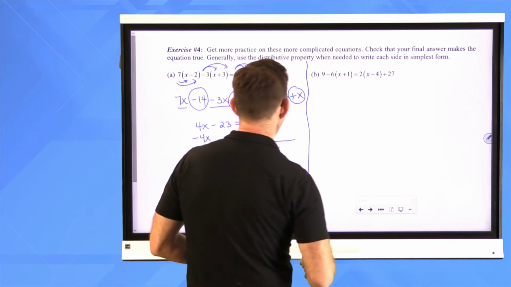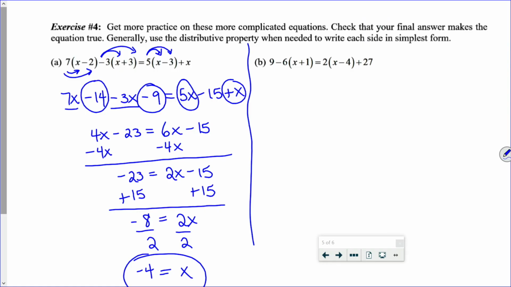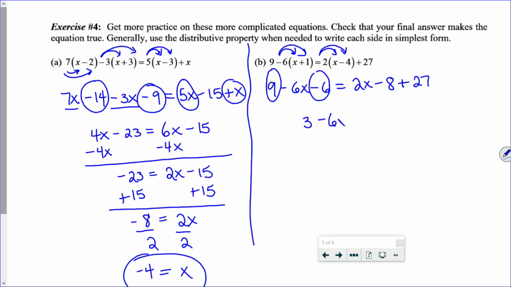So that 9 is just hanging out. The big thing I've got to be careful with is not to make that 9 minus 6 equal to a 3. Because even though 9 minus 6 is equal to 3, in this case, that 6 has got to multiply through. So I'll get negative 6x, and watch out, negative 6 times positive 1 is negative 6. Then I'll distribute the 2 through. I'll get 2x minus 8 plus 27. Okay, on this side, all I can do is really do 9 minus 6 and get 3 minus 6x. Here I'll do negative 8 plus 27, and I'll get 2x plus 19.